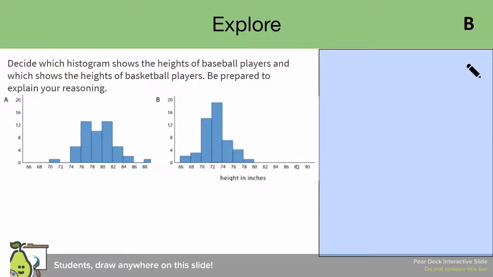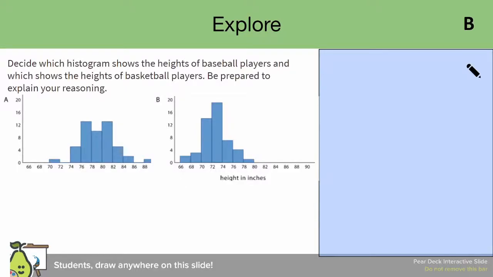So, the x-axis represents the height in inches, but what does the y-axis represent? Please pause the video and let me know. Alright, welcome back. If you said the y-axis represents the amount of players for each one of these different bars, then you are correct. So, we're looking at two different histograms. One represents the baseball players, and one represents the basketball players. Please pause this video and let me know, which histogram do you think represents the baseball players and which one the basketball players?